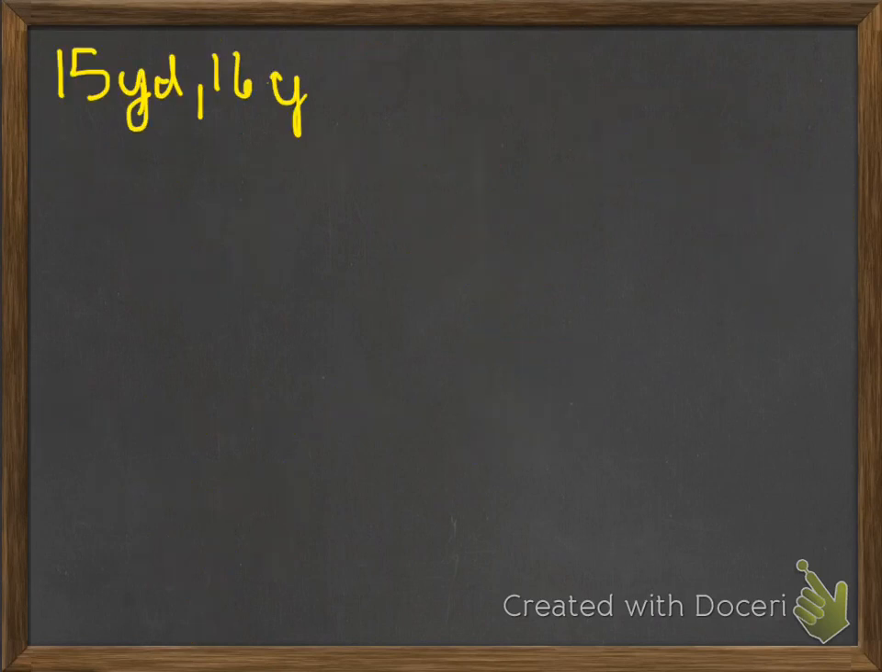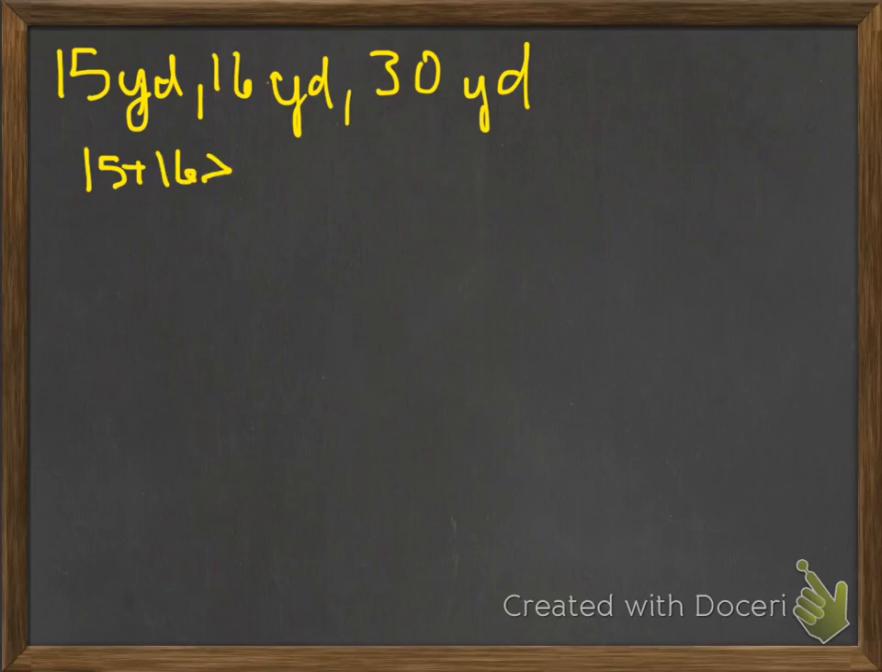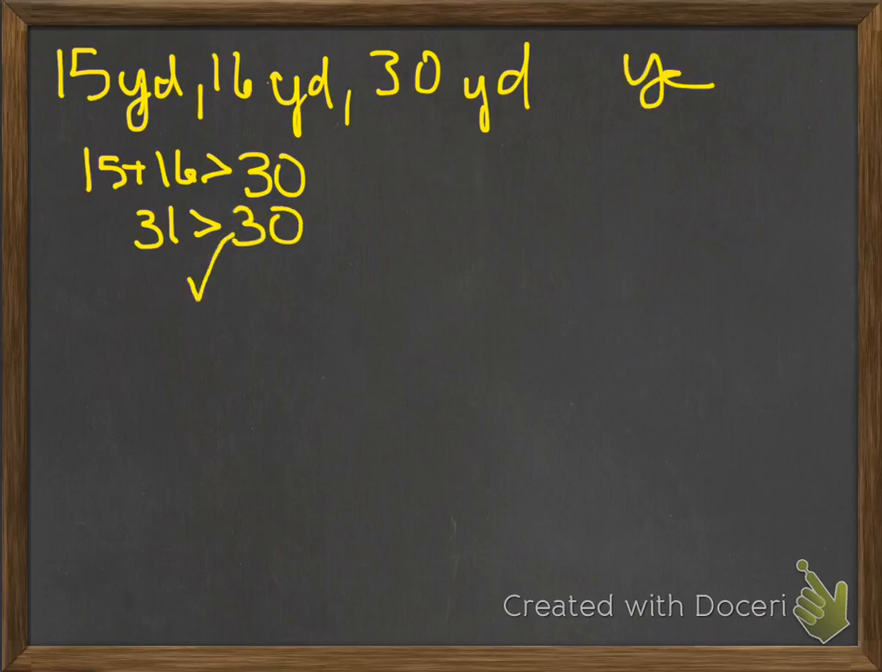Let's do one more example. Okay, so I got interrupted there for a second, but I was about to say 15 yards, 16 yards, and 30 yards. So let's look at this. If I add 15 plus 16, I get 31. Those are the two smallest sides, and they are bigger than the largest side. So this should be a triangle.